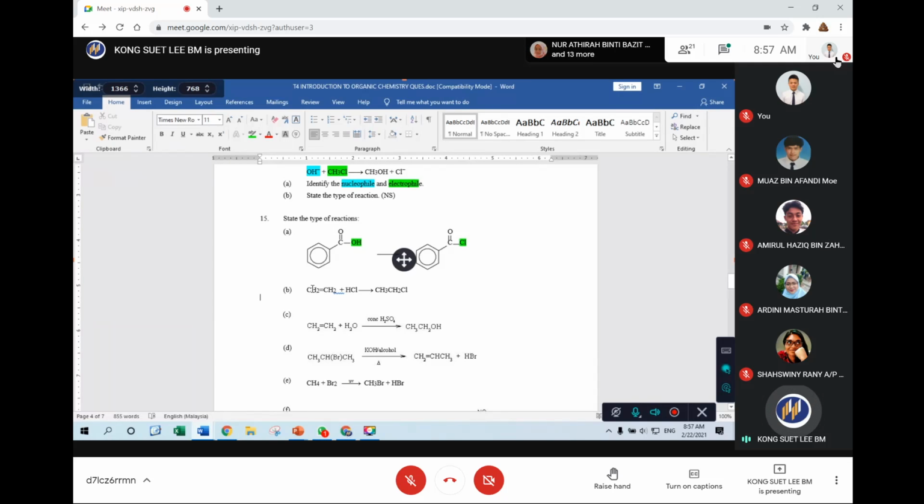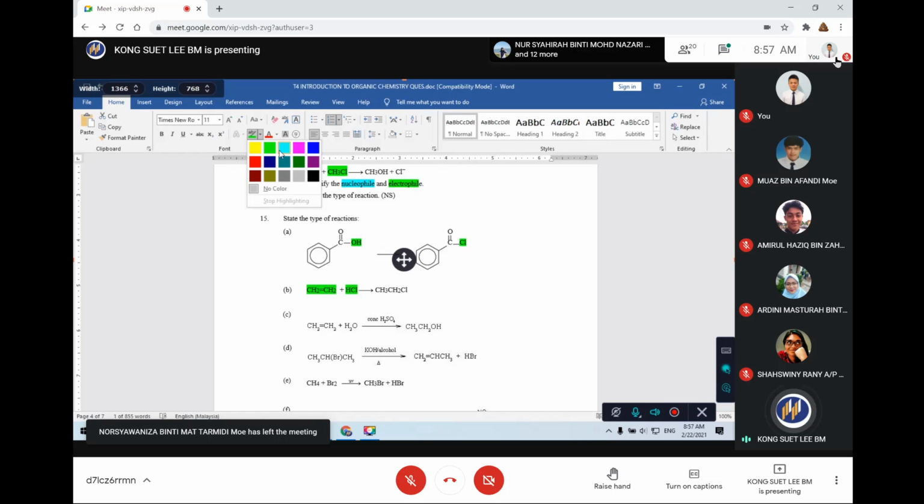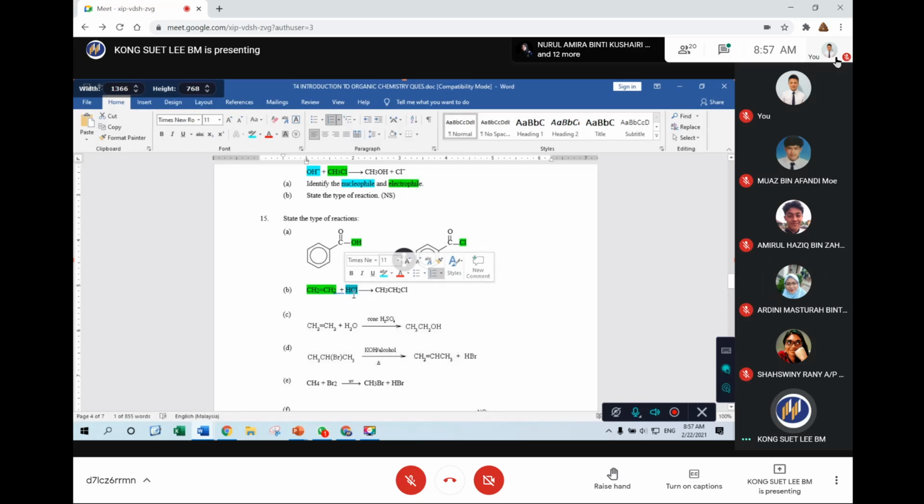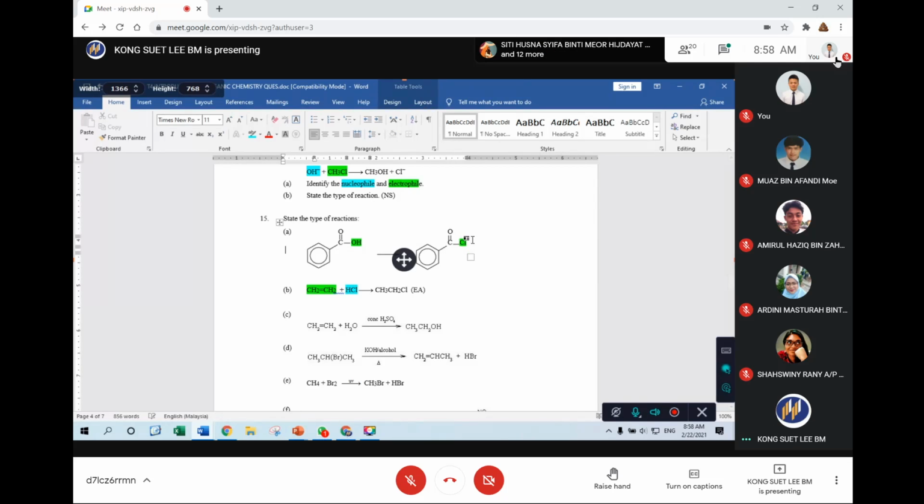Okay, carbon-carbon double bond. So what is the site? Electrophilic or nucleophilic site? Nucleophilic. Nucleophilic site, right? So is this one an electrophile or nucleophile? Electrophile. So what is the name? Electrophilic addition. Yes, electrophilic addition. So just now, this one is nucleophilic substitution.